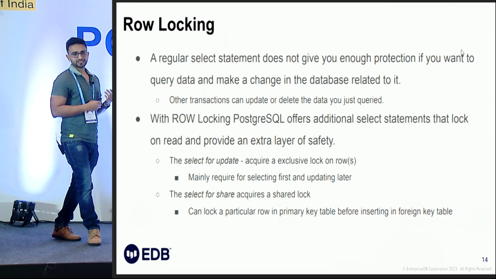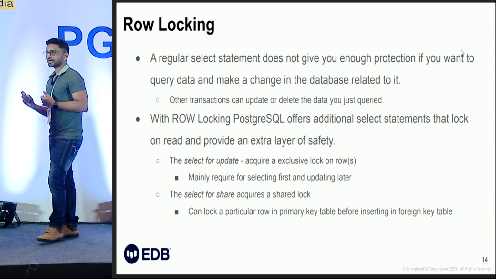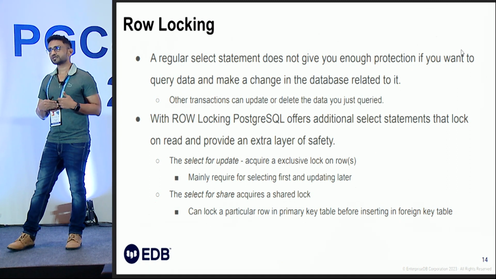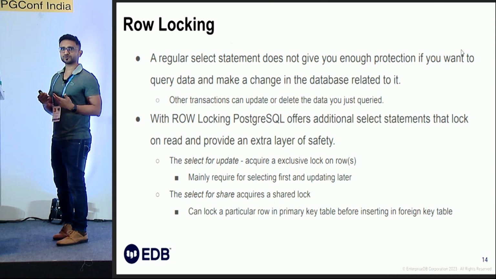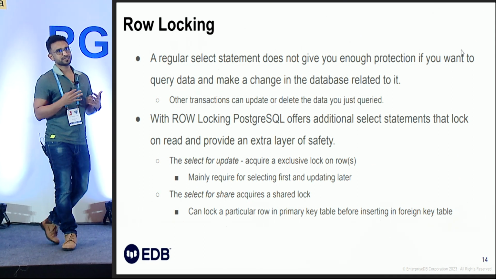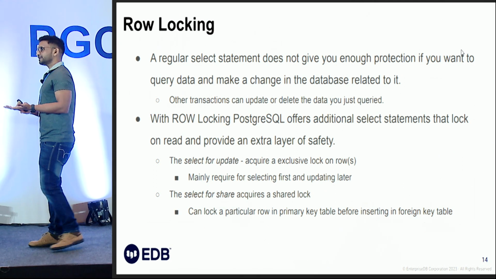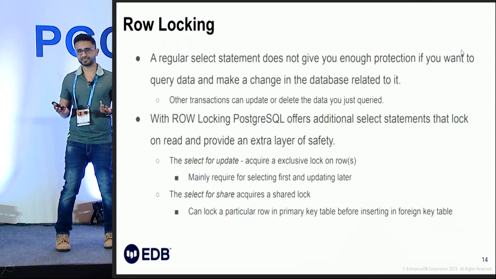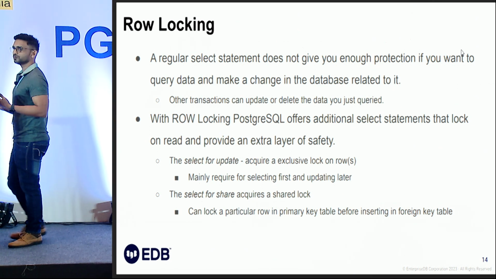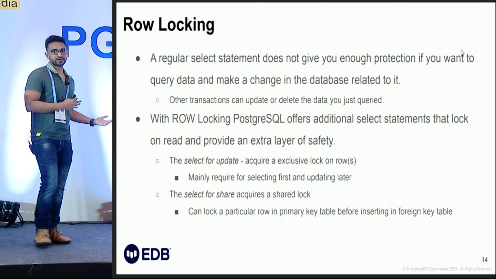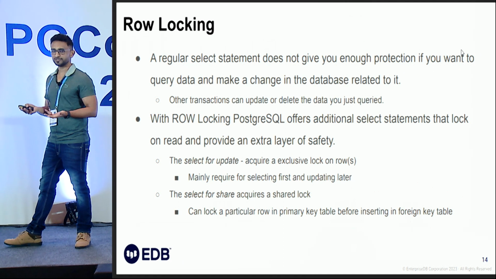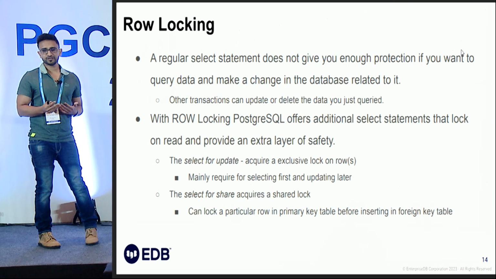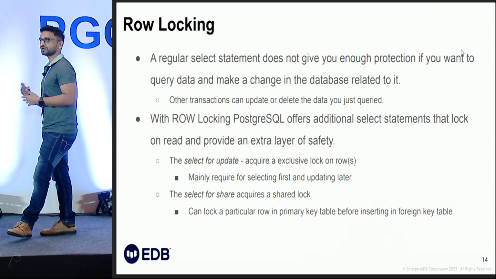Okay, so row locking. When we do a regular select statement in PostgreSQL, sometimes there is a complaint that a regular select statement does not provide enough protection. Suppose you want to read the data, manipulate something, and then update that data. It may so happen that your update fails because some parallel updater or deleter has done something with the data. If you want a guarantee that you can read the data, do some work, and update it successfully, row locking can help. So we provide different lock levels of row locking.